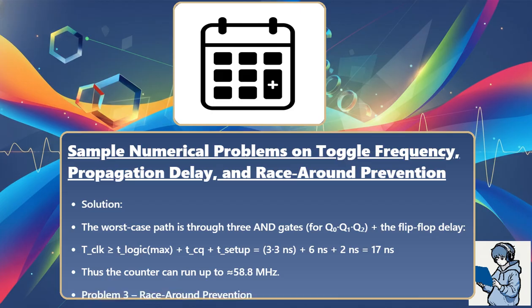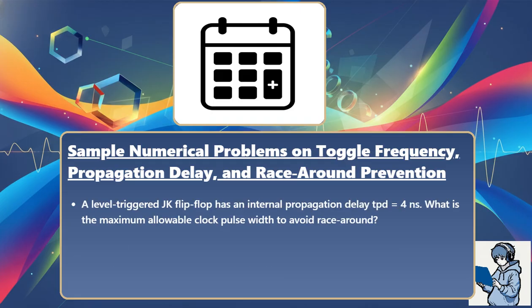Problem 3 - race around prevention. A level-triggered JK flip-flop has an internal propagation delay TPD equals 4 nanoseconds. What is the maximum allowable clock pulse width to avoid race around?